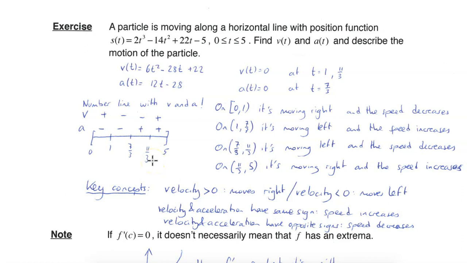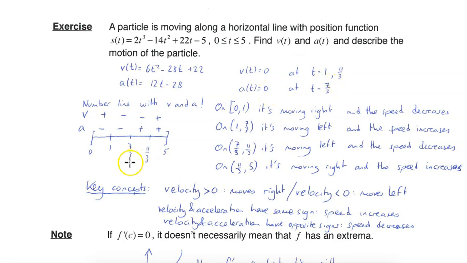And now I need to make my number line. Normally, if you don't have a polynomial, make sure that you also add on your number line any values where v or a are undefined. But when you have a polynomial, those are never undefined. So let's start with a. It's the easiest. When is that negative? When is that positive? It only has an interesting value at t equals 7/3.